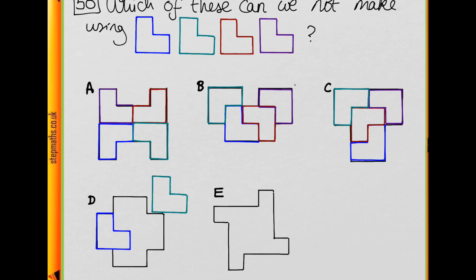So let's take our green one, and we can see that we can rotate it around like this, and it will slot in here nicely. And now we've got a nice symmetrical shape. So we can do the same thing with the red and purple on the other side.